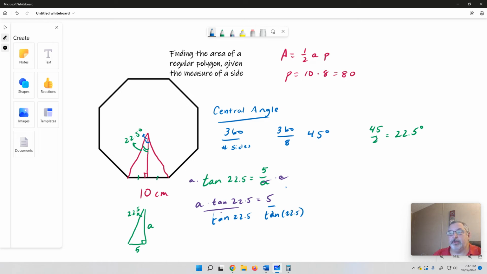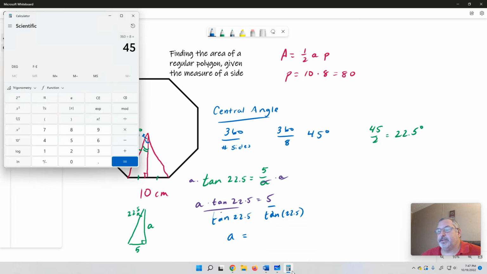Okay, so this is my calculation to help me find the apothem. The apothem is going to equal that calculation. You're going to need a calculator for this. Make sure you have some kind of scientific calculator. This is the one that just came with my computer. It's nothing fancy. I'm going to do 5 divided by, and make sure your calculator is in degree mode. If it's in radians, you'll get the incorrect answer. We want to use degree mode.